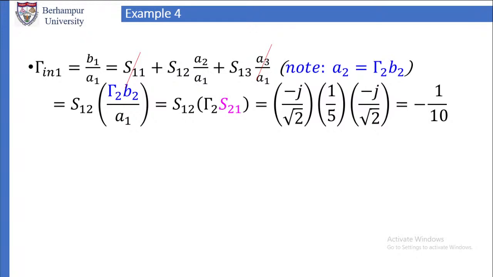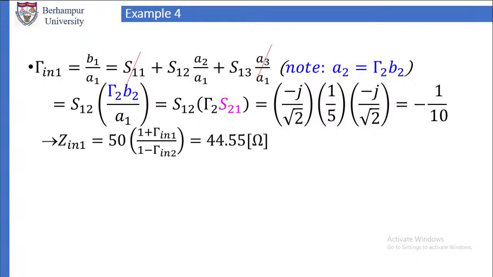Now put the values. S12 is equal to minus j by root 2. Gamma 2 is equal to 1 by 5. S21 is equal to minus j by root 2. Minus j times minus j is minus 1. So the numerator is equal to minus 1. The denominator is 5 into root 2 into root 2, that is 5 into 2, which is 10. So gamma in 1 is equal to minus 1 by 10.